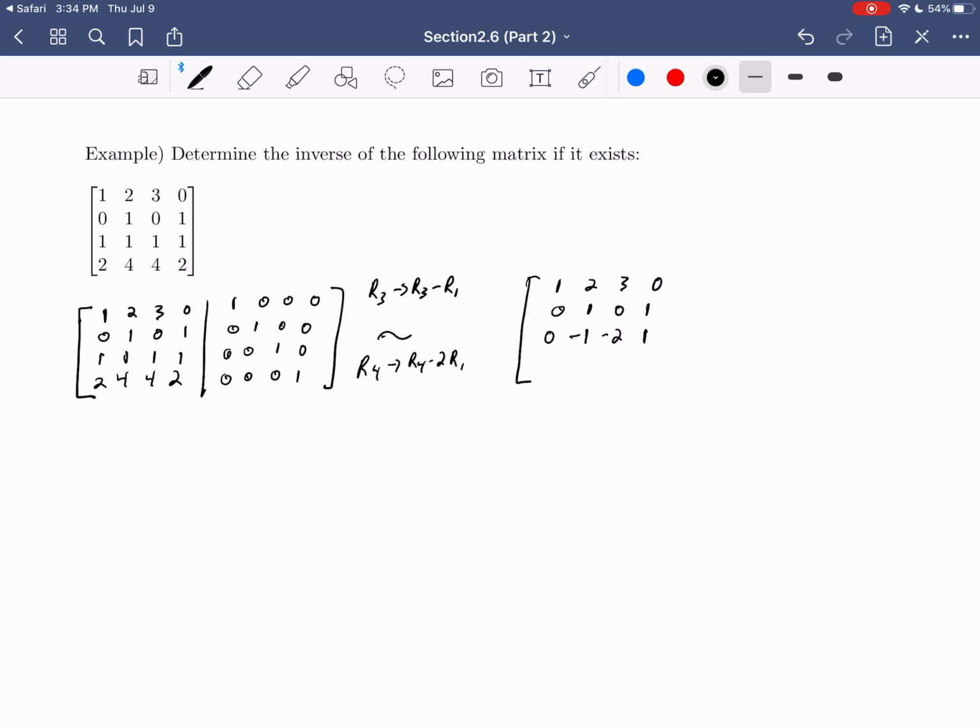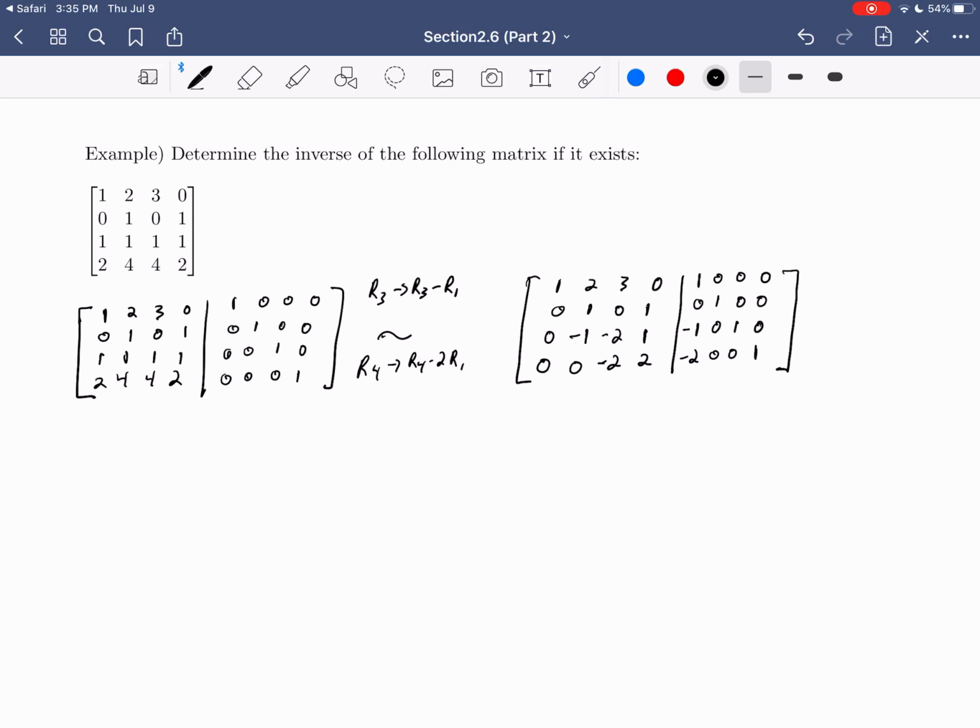Then we're doing R4 minus 2 row 1, so it looks like we're going to get 0 there, and then 4 minus 4, so 0, and then 4 minus 6, which is going to be negative 2, and then 2 minus 0, which is going to be 2. There we go. Okay, so we've got that, and then we also need to do that on the other side. So we have 1, 0, 0, 0, 0, 1, 0, 0. Then we did R3 minus R1, so it looks like we're going to get negative 1, 0, 1, 0. And then we did R4 minus 2R1, so we're going to get negative 2, 0, 0, 1 there.